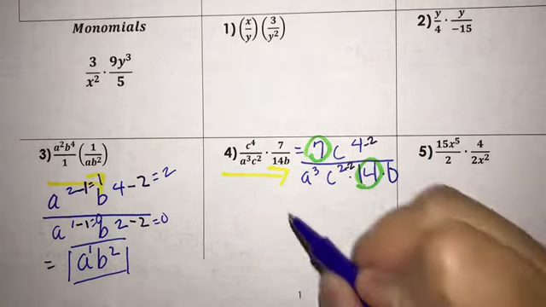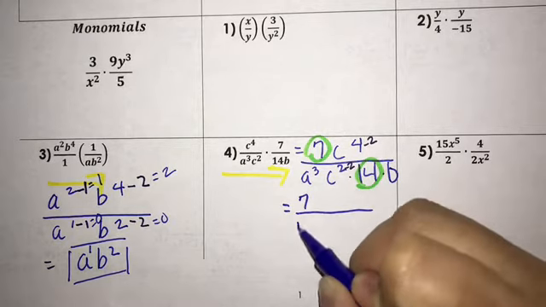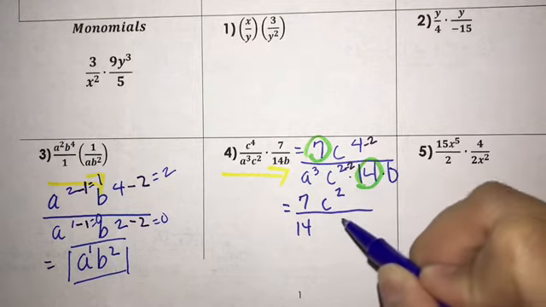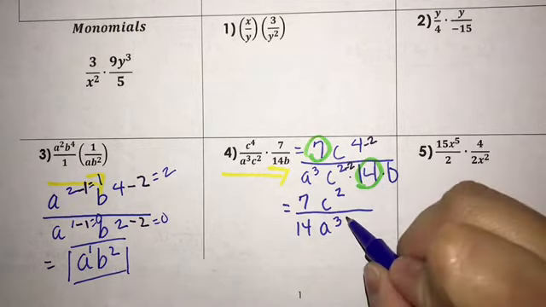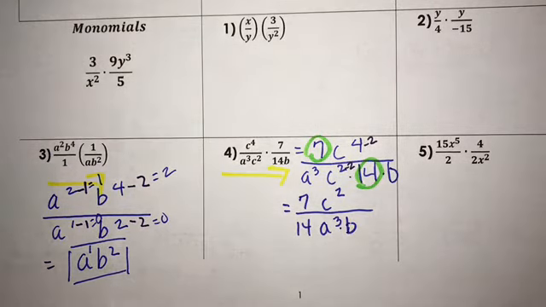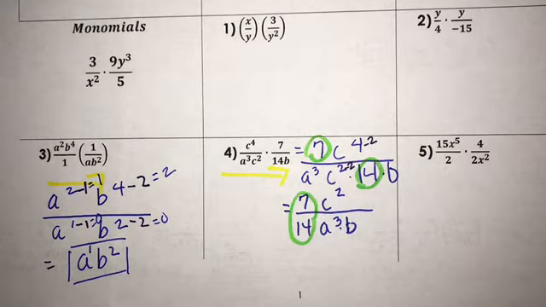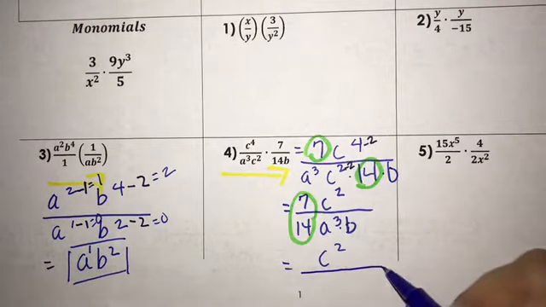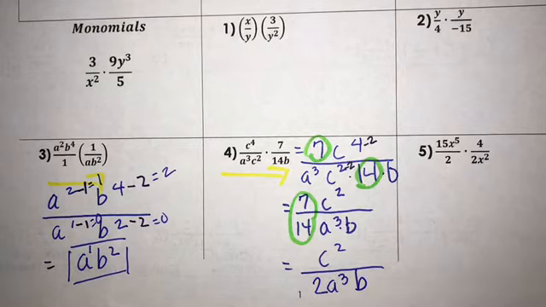So let's do one at a time. So I'm going to say 7 over 14 times c to the 2nd, a to the 3rd, times b. Simplifying this, our final answer is going to be c squared divided by 2a to the 3rd b.